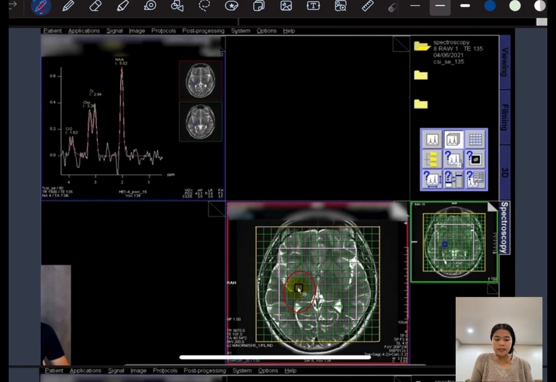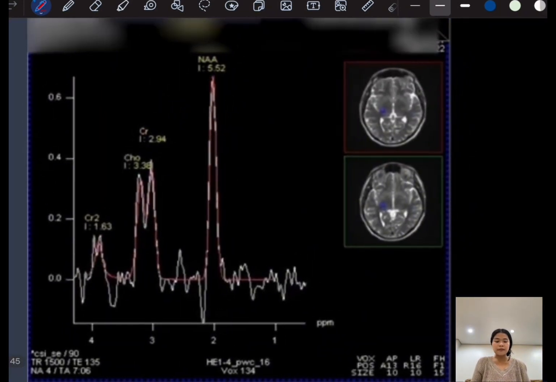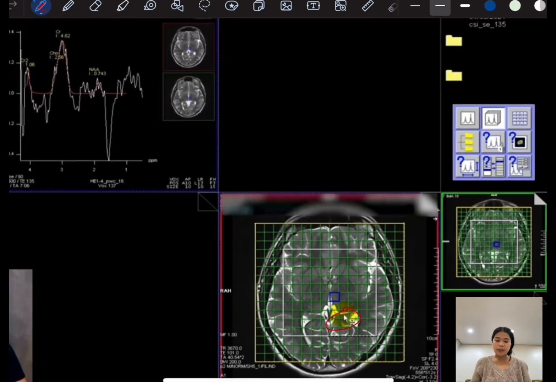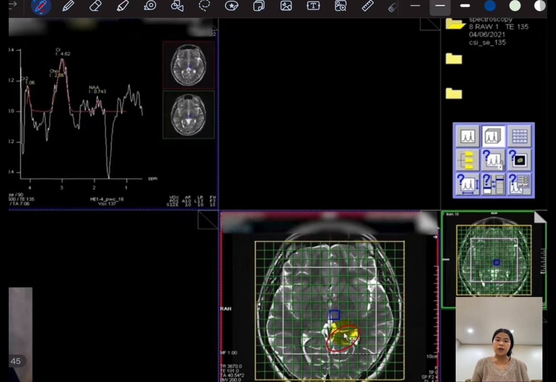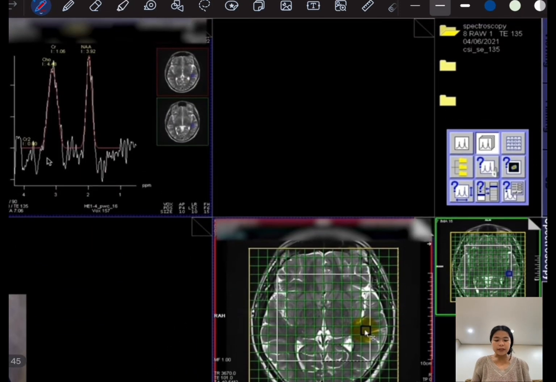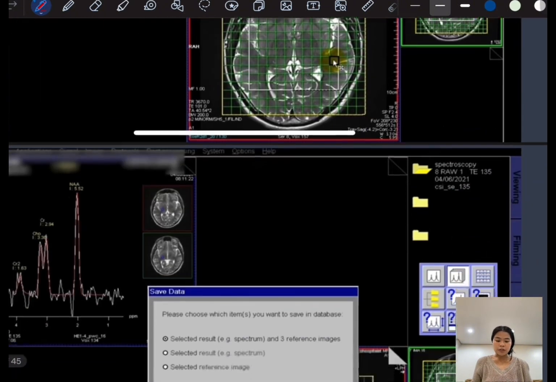For example, in this slide, we have selected one box and it showed us the detected metabolites in that specific box. And when we select another box, which is shown in the next slide, it will show us a different graph of metabolites in that specific voxel. This is important as it can be used as a basis for comparison when diagnosing an abnormal metabolite level against the adjacent normal tissue concentration.